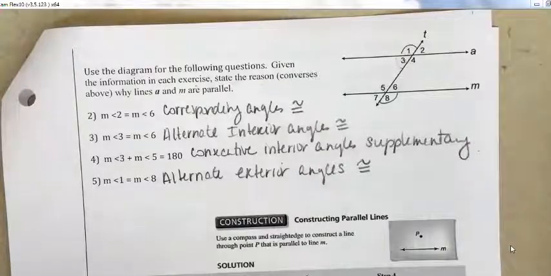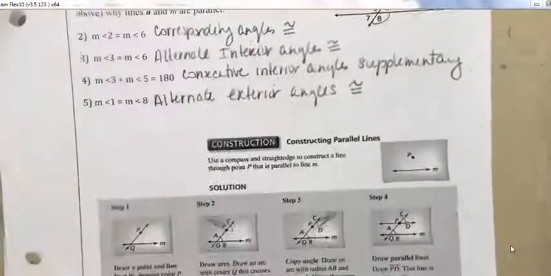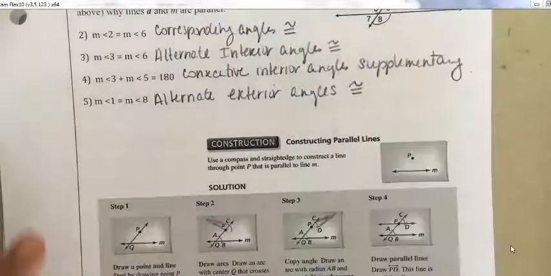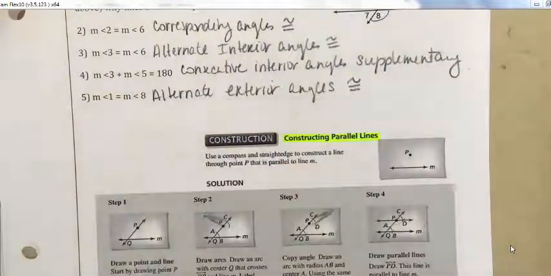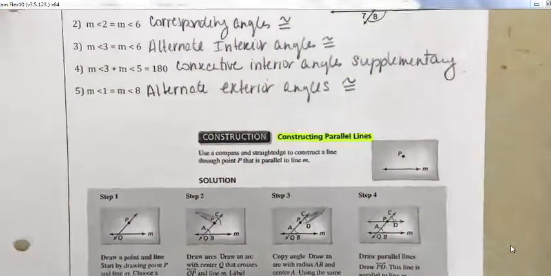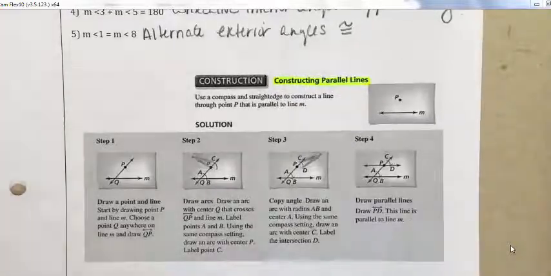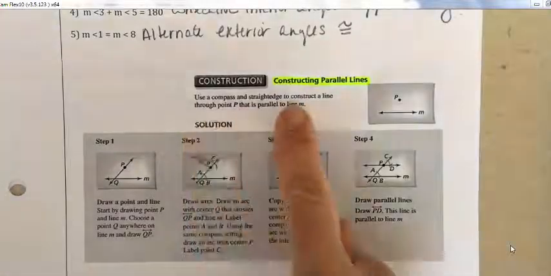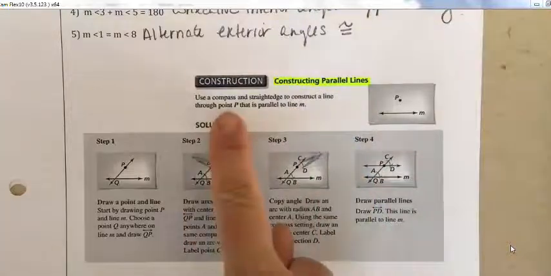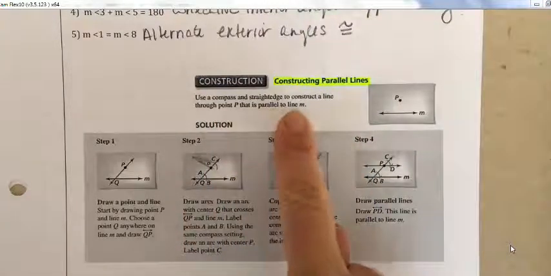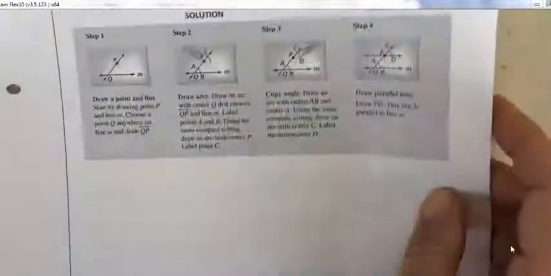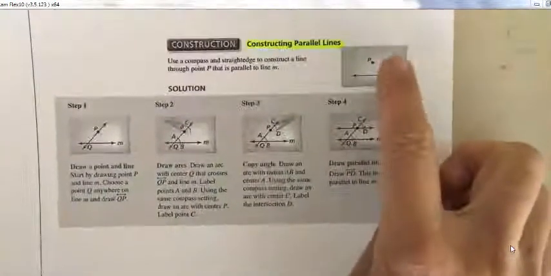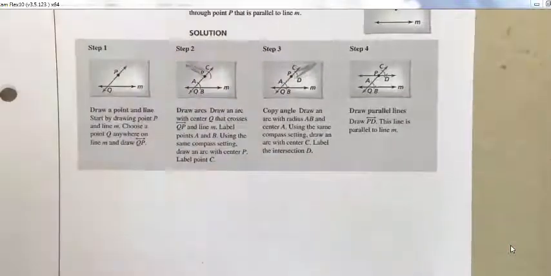Okay, so with all of that information now, we are able to construct parallel lines. So this is a construction that you're going to need to be familiar with. All right, so we are going to use a compass and a straight edge to construct a line through point P that is parallel to line M. So in order to do this, I'm probably going to come down here, and I'm going to redraw line M and point P.